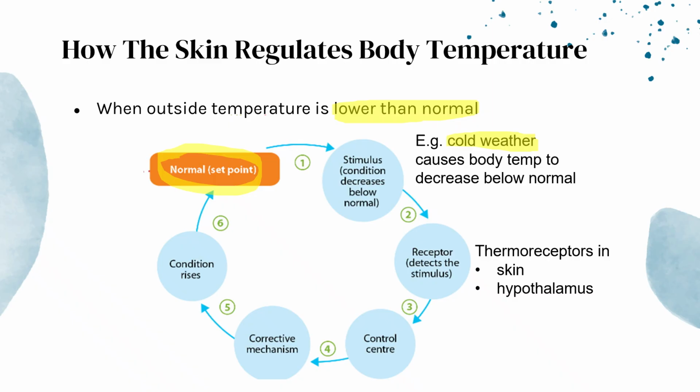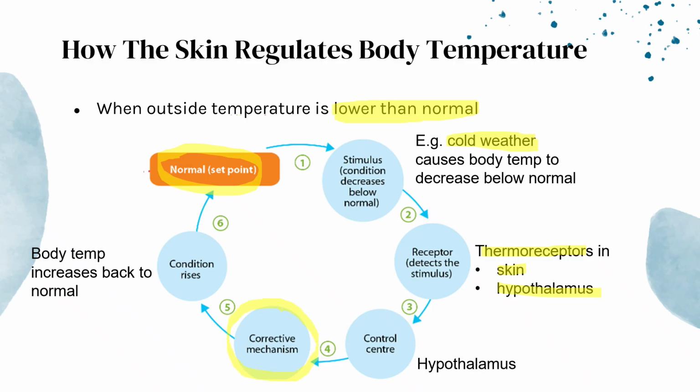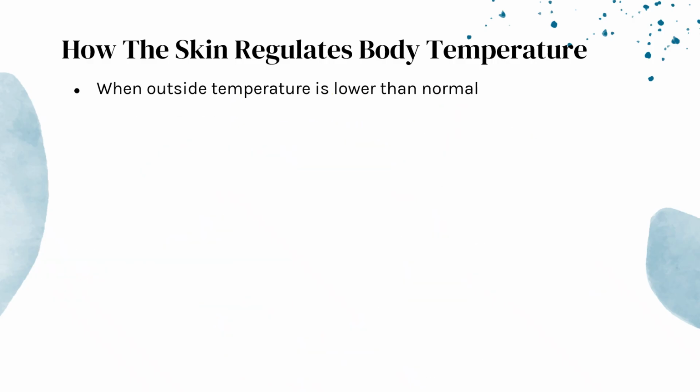The thermoreceptors again will be the ones that detect this change in temperature, the ones in the skin and the one in the hypothalamus. The hypothalamus will be the control center. It will start to tell the body to undergo a series of corrective mechanisms, and slowly your body temperature will increase back to normal so that you don't feel so cold, and so that your body temperature does not drop too low. All right, so this is what it means.